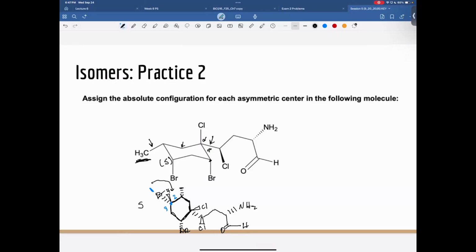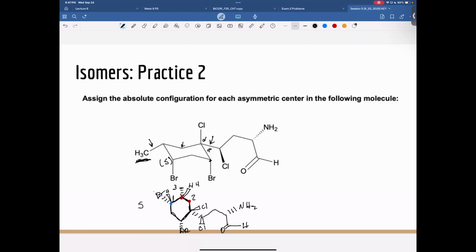Next, let's look at this methyl group. So we're going to be looking at this carbon right here. So we know that there is a hydrogen on a wedge. So we'll look towards this blue carbon first. That blue carbon has a bromine attached. So that blue carbon will be our 1. The red carbon has another carbon attached to it. So that will be our 2. This methyl will be our 3, and the hydrogen will be the 4.